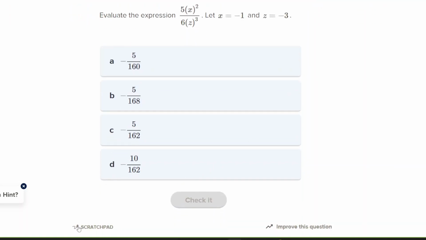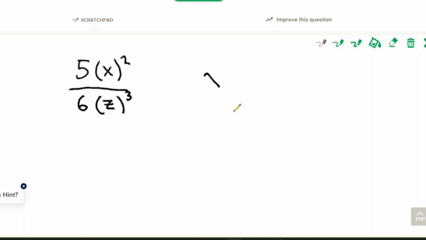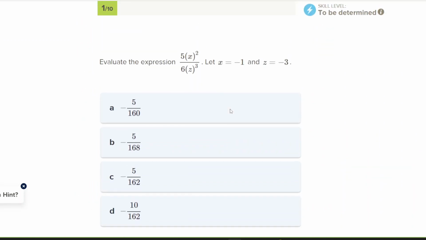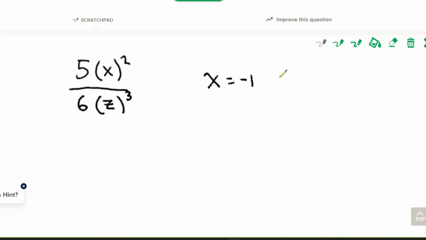So once again, I'll open up the scratch pad down here, and we're given 5 times, it's in parentheses there, 5 times x squared divided by 6 times, and then they had the z in parentheses, so I'll write it that way, z to the third power. The value of x was, I believe, -1. Just double check that again. And z was -3. Value of z was -3.